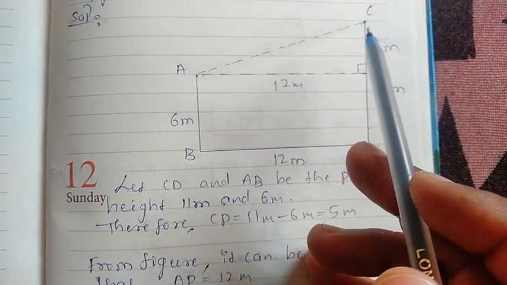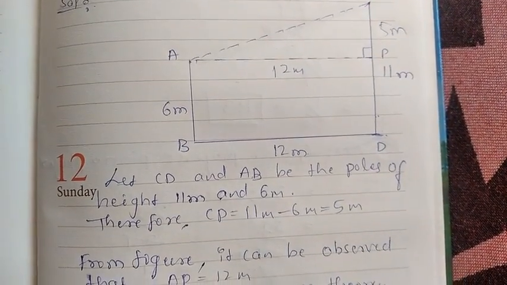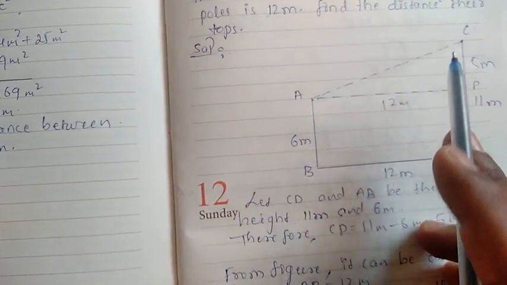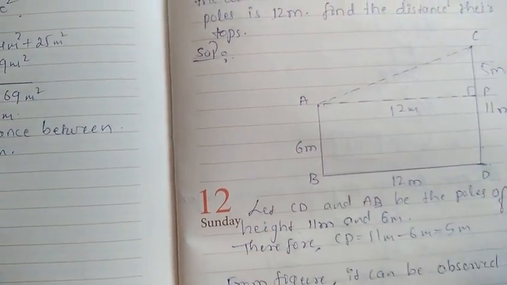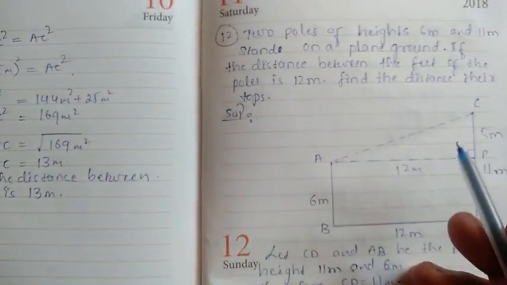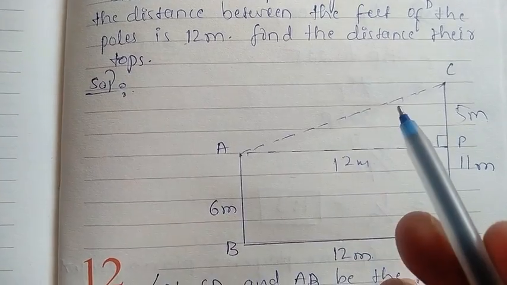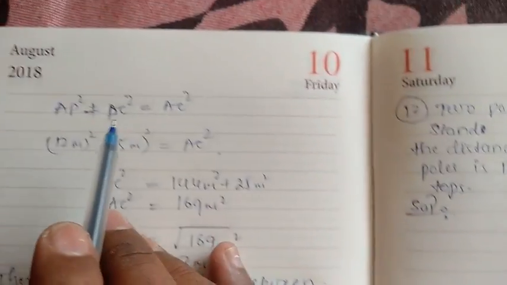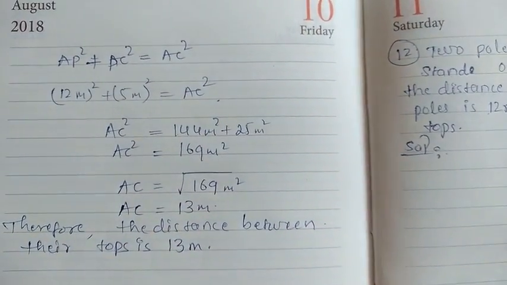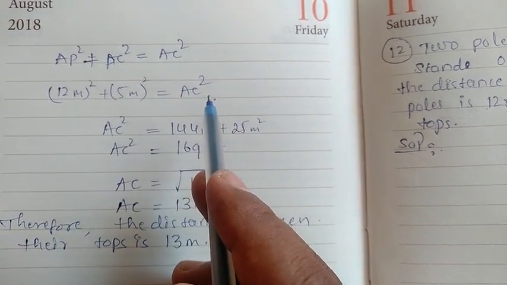So it forms a right angle triangle. Then you can easily find the hypotenuse, that is AC. From the figure it can be observed. So according to the Pythagoras theorem, make the formula: AC square is equal to AP square plus PC square. So substitute the values here. AP is the base and PC is the height of the right angle triangle. We are going to find the hypotenuse, that is AC. AP square is already given, 12 meter square, plus PC we got it, that is 5 meter square, is equal to AC square.